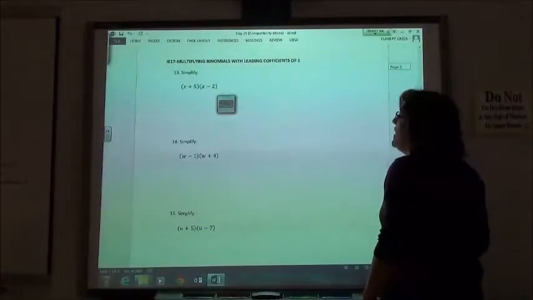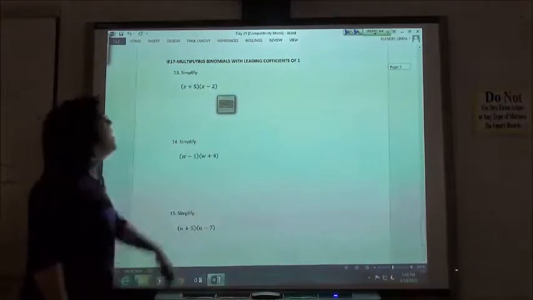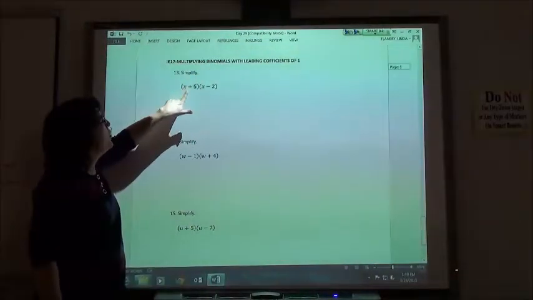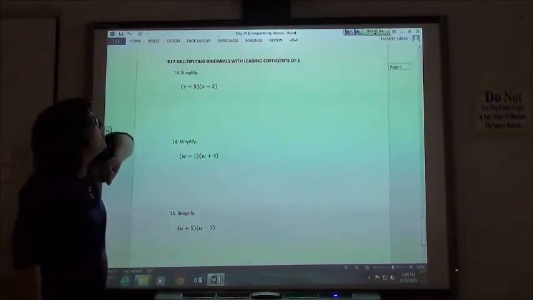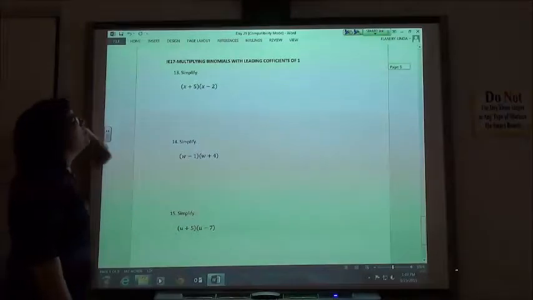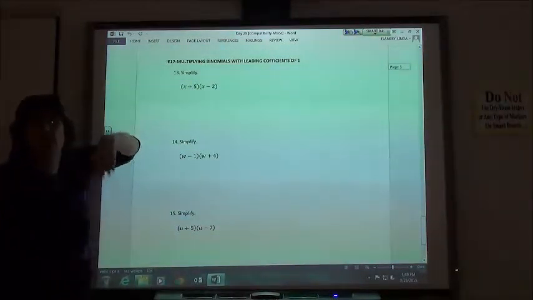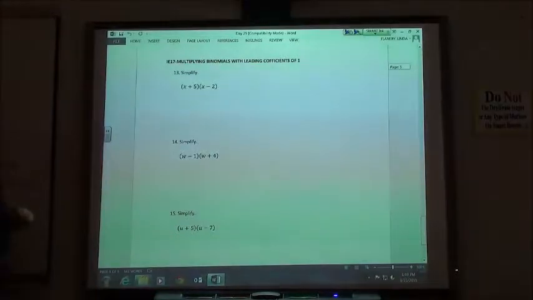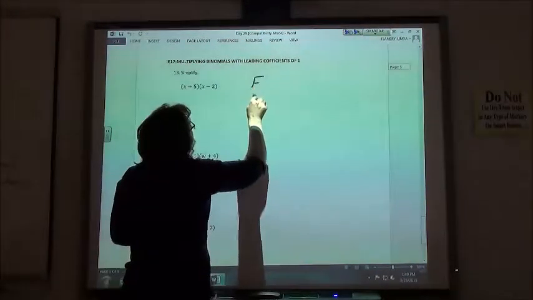Problems 13, 14, and 15 say multiplying binomials with leading coefficients of 1. Binomials just mean you have two terms. X plus 5 is a binomial, x minus 2 is another binomial. It says the leading coefficients are 1 because you just have a 1x and a 1x. You don't have any 2's or 3's in there yet. So when I multiply binomials, they do what they call foiling.